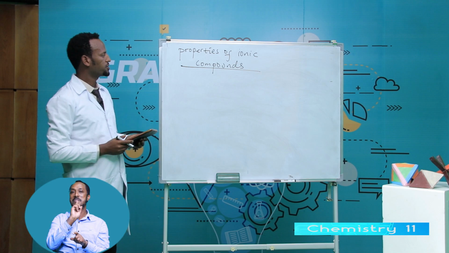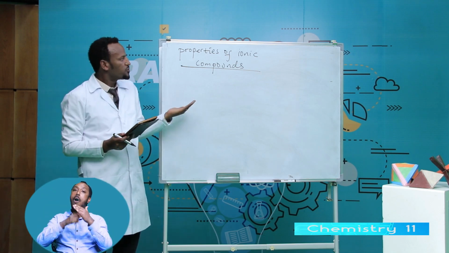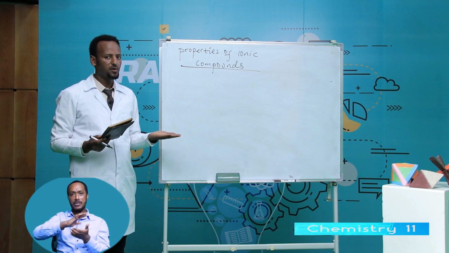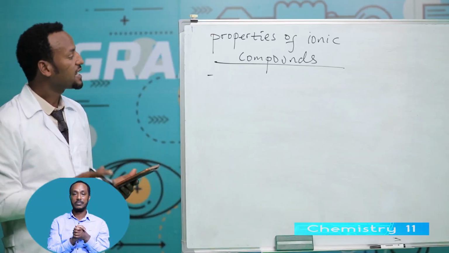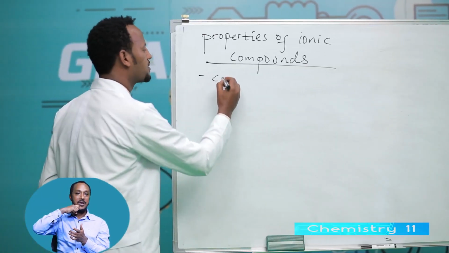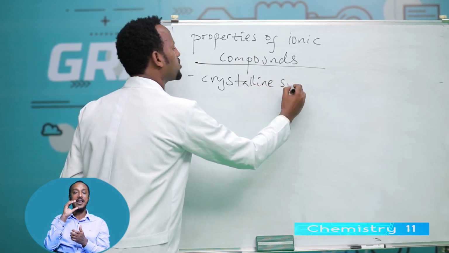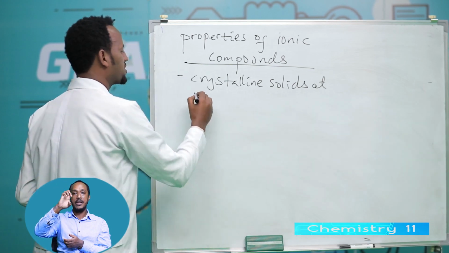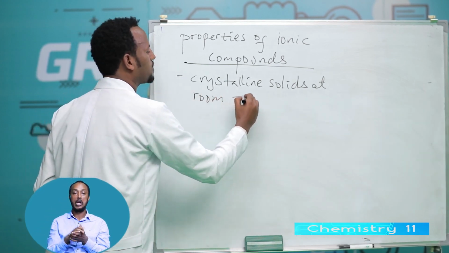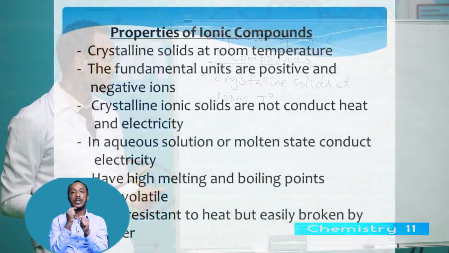Properties of ionic compounds. What are the properties of ionic compounds? A compound that contains an ionic bond is known as an ionic compound. Ionic compounds are crystalline solids at room temperature.